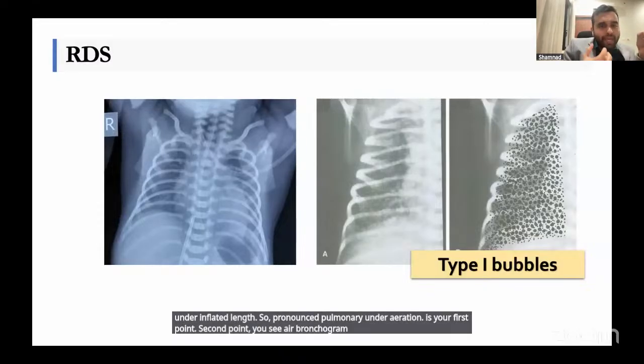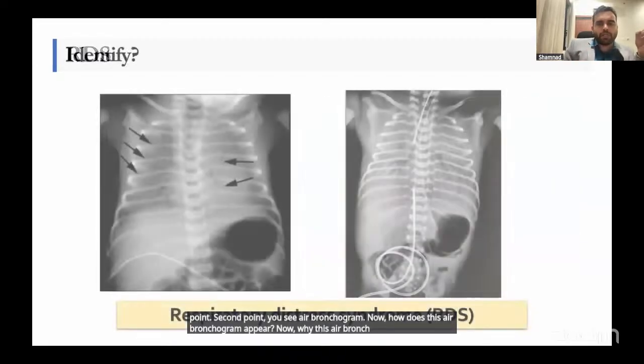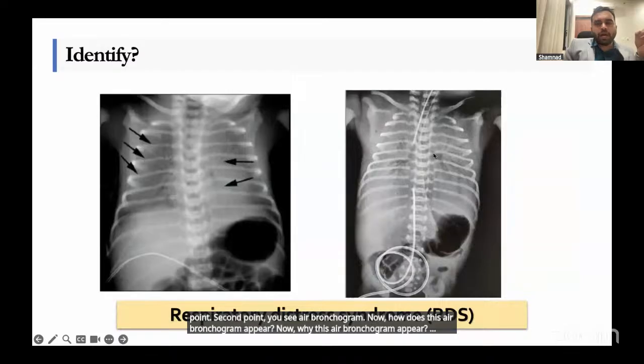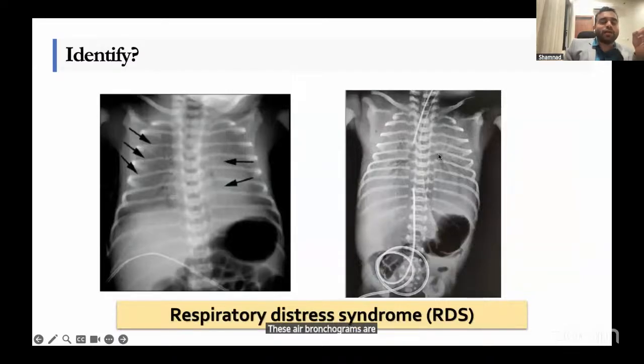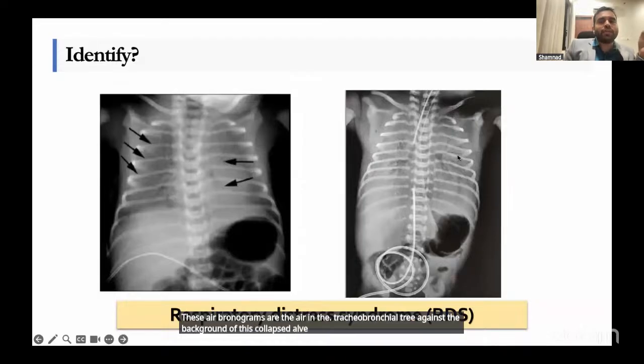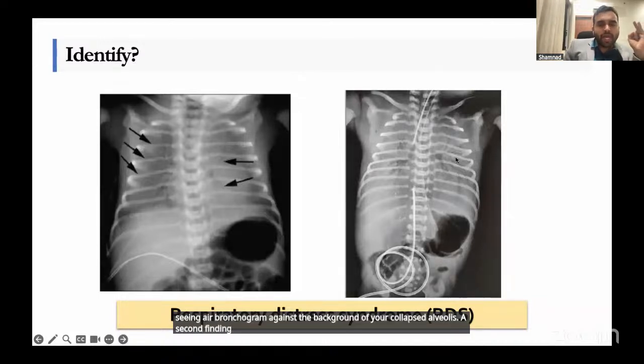Now, how does this air bronchogram appear? Why does this air bronchogram appear? Because these air bronchograms are the air in the tracheobronchial tree against the background of this collapsed alveoli. So you see the air in the tracheobronchial tree up to 1/3. I told it is normal. Beyond also you are seeing air bronchogram against the background of your collapsed alveoli. So second finding is your air bronchogram.